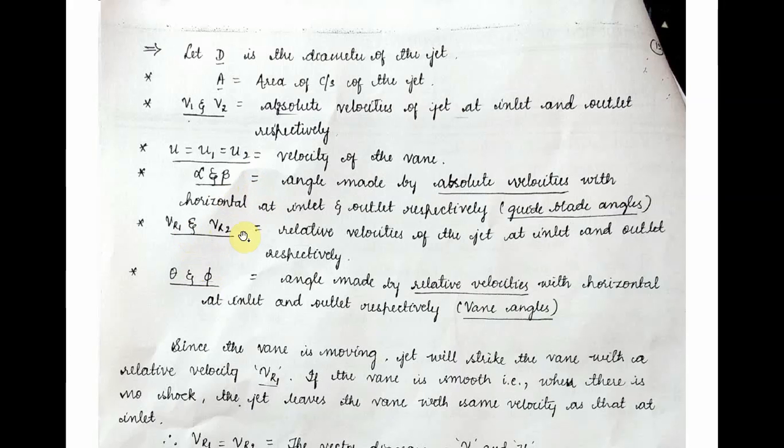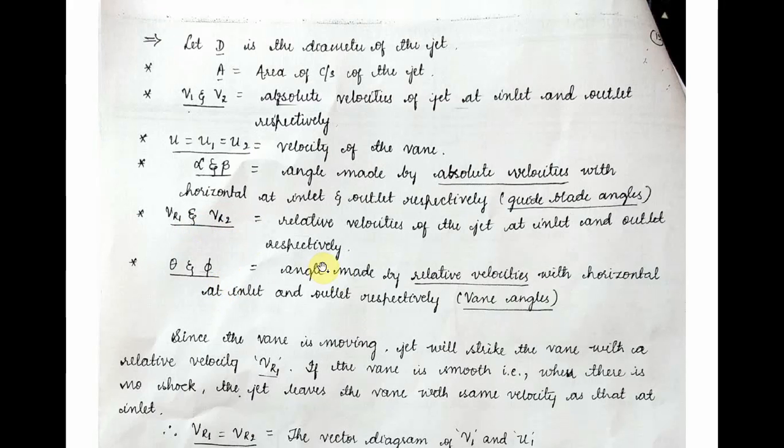Then Vr1 and Vr2 are the relative velocities of the jet at inlet and outlet respectively. So this is the initial velocity at inlet and the initial velocity at outlet, and this is the relative velocity at inlet and the relative velocity at outlet. Theta and phi are the angles made by the relative velocities with the horizontal, theta at inlet and phi at outlet of the vanes.